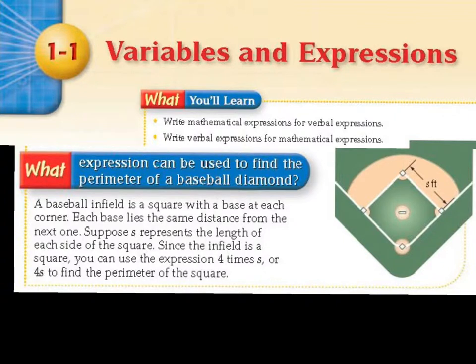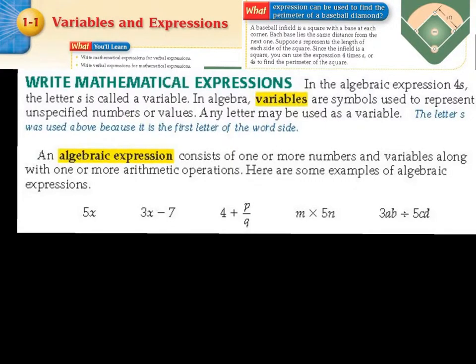Each base lies the same distance from the next one. Suppose S represents the length of each side of the square. Since the infield is a square, you can use the expression 4 times S or 4S to find the perimeter of the square. In the algebraic expression 4S, the letter S is called a variable.